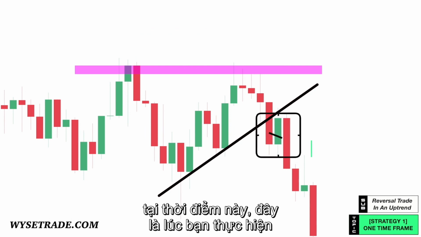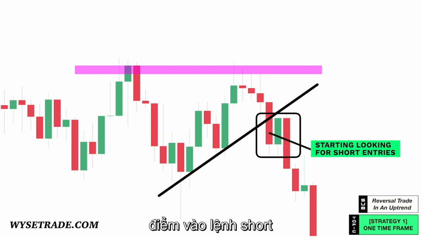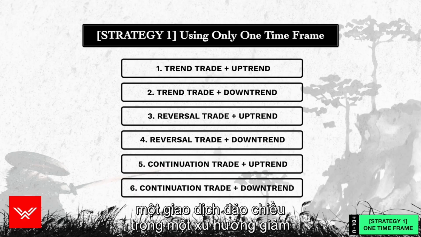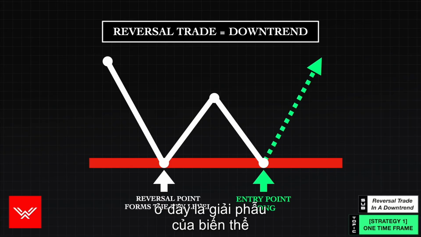At this point here is when you would take a trade entry short, so going in the opposite direction. A reversal trade in a downtrend. Here is the anatomy of the variation.